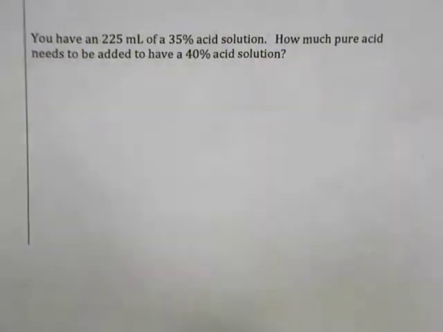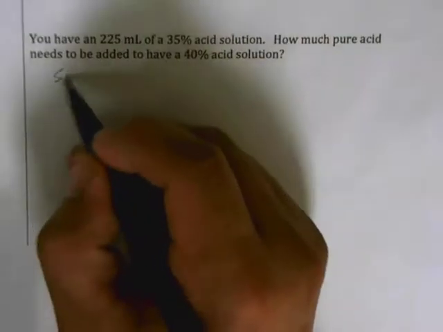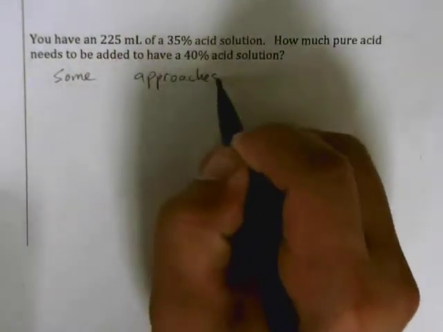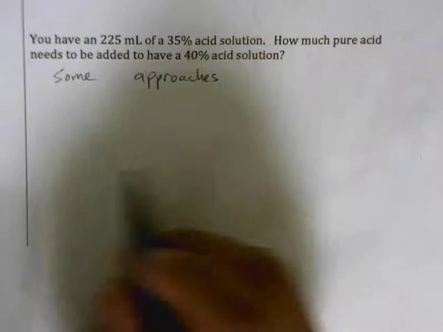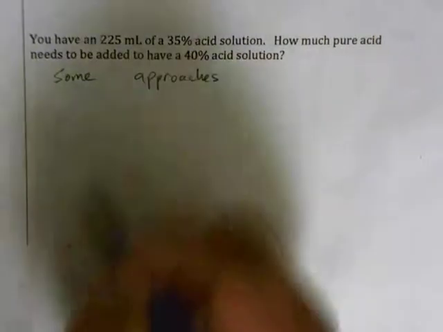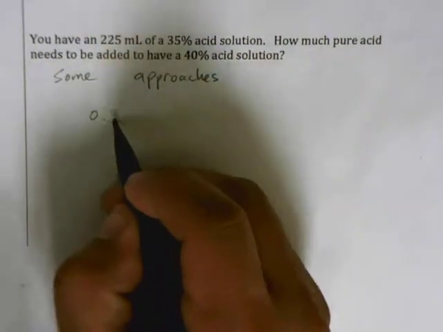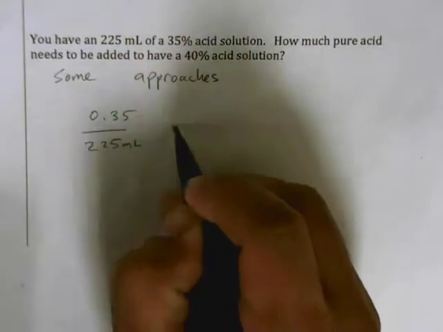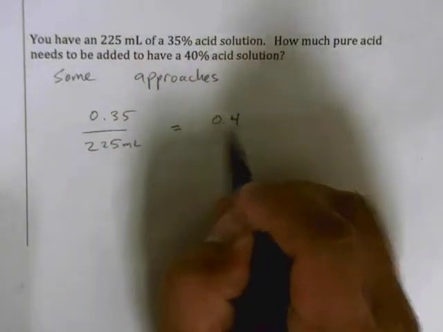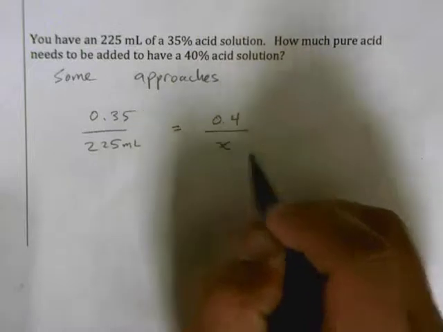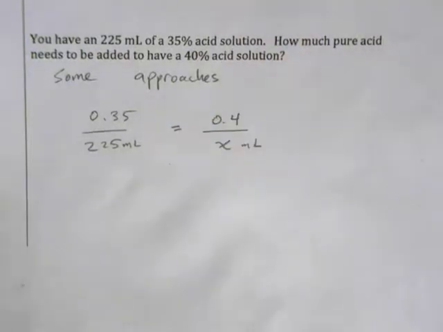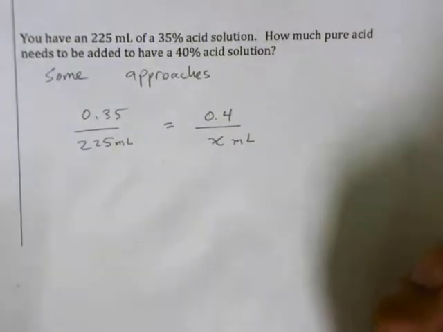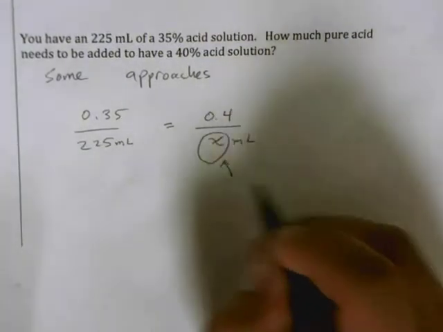So let me just show you some common approaches, and you can decide for yourself some strengths and weaknesses here. We can always set up this equation. This is something I see very often. I see 0.35 over 225 ml is equal to 0.4 over x ml. Well, there's nothing particularly wrong just from looking at this, except we end up with this issue.